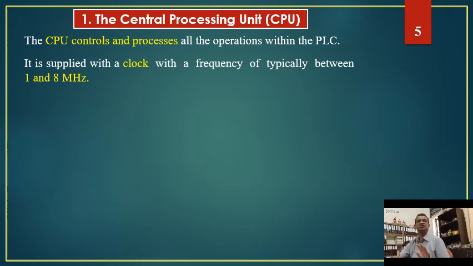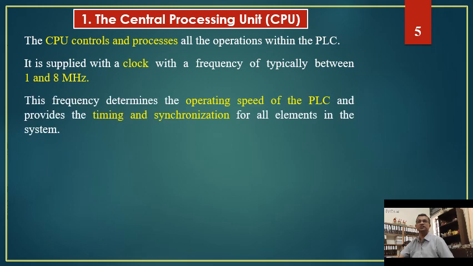So typically something like 1 to 8 megahertz of frequency is used in any PLCs for the functioning of the PLC. This frequency determines the operational speed of a PLC. Yes, if a frequency rises, then the speed at which the different jobs are being done is being increased. So if frequency increases, then the speed at which a job is executed also increases.